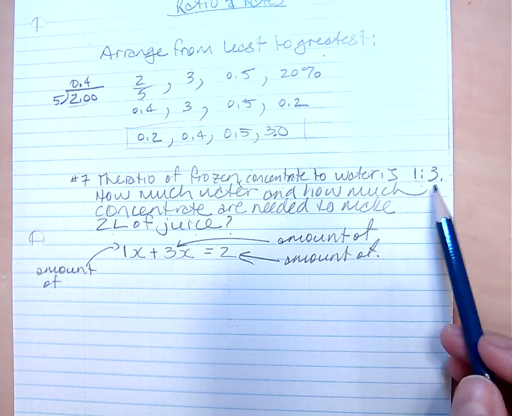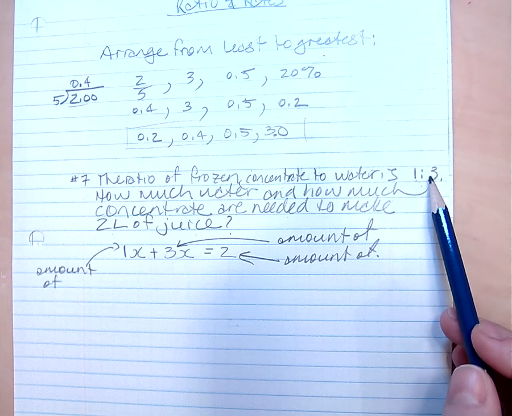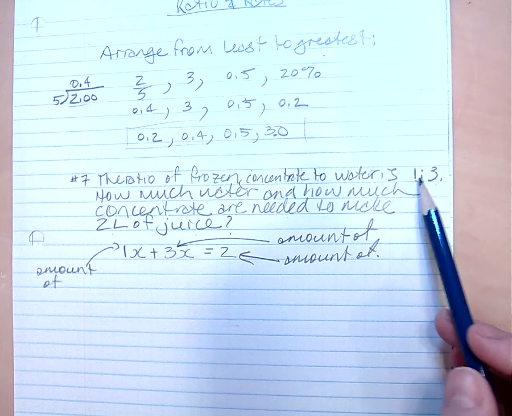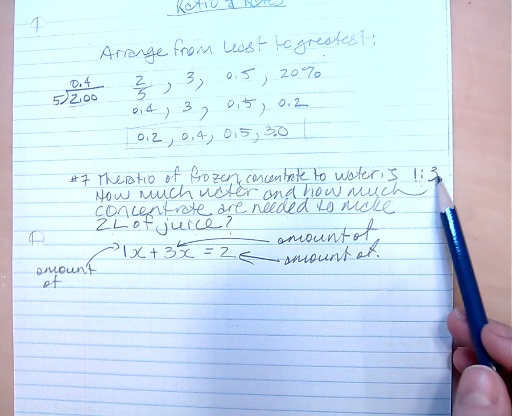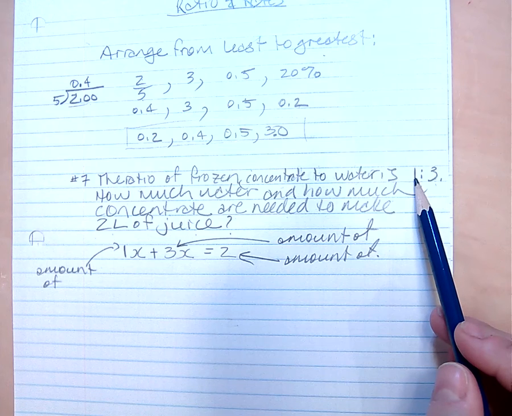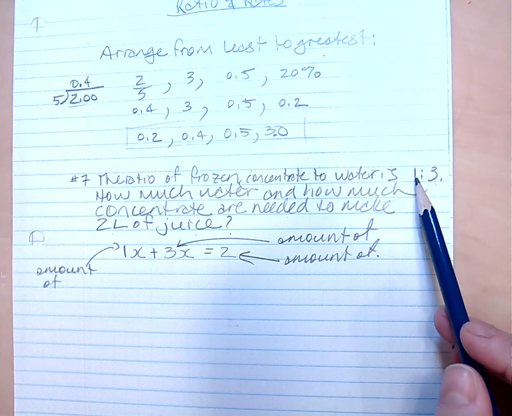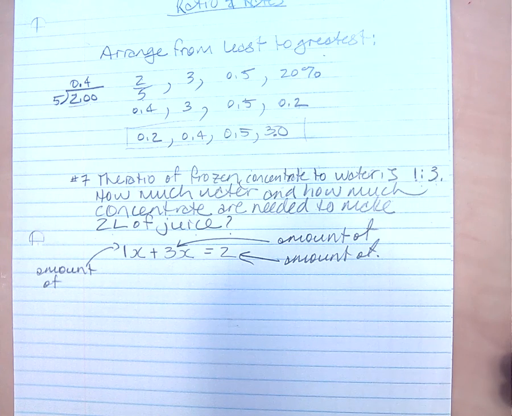So, how much water and how much concentrate are needed? We know if it's going to be 3 times, it could be 3 and 1, it could be 6 and 2. This is going to be 3 times this number, but we don't know what multiple of 3.